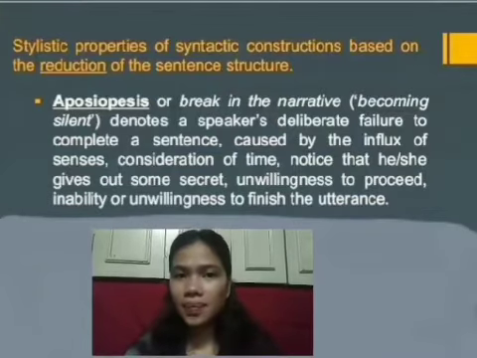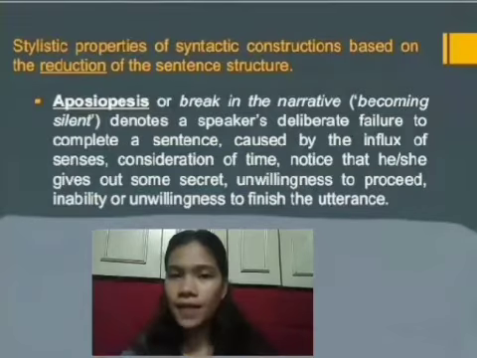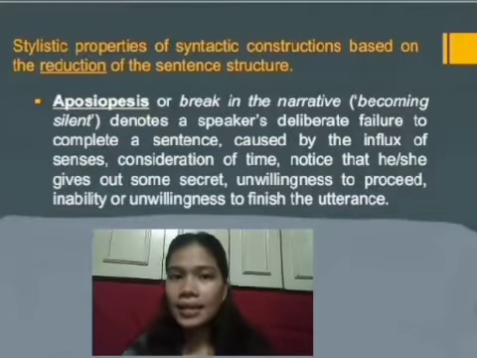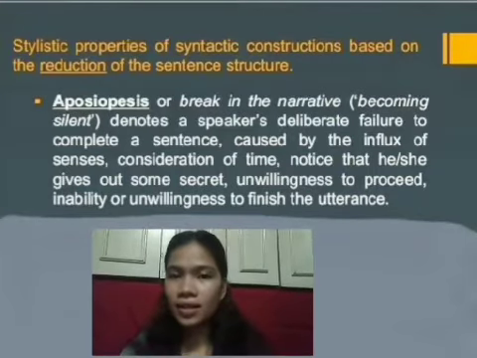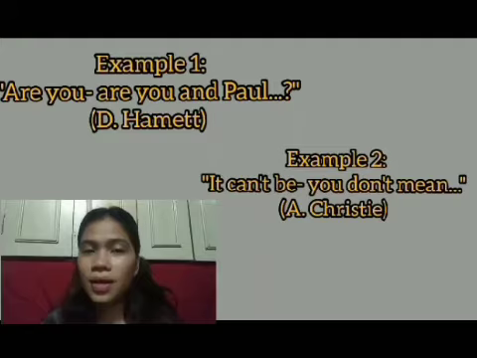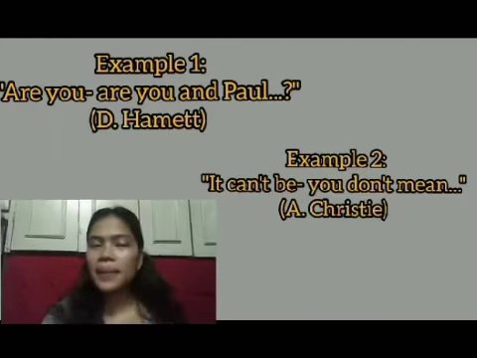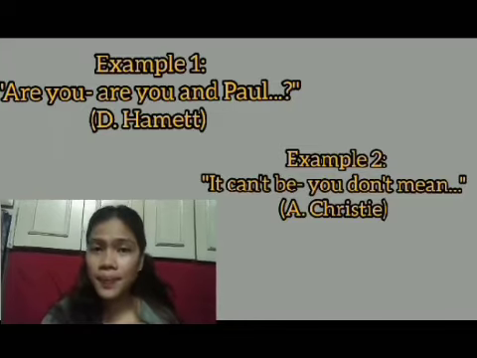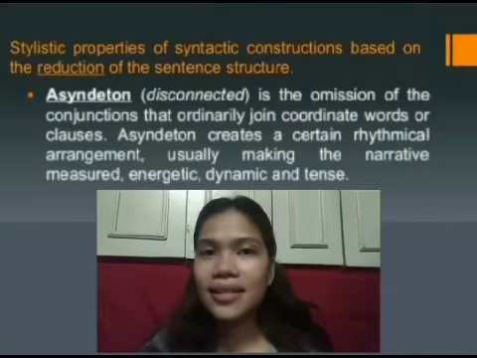Next is aposiopesis. It is when a sentence is purposefully left incomplete or cut off. It is caused by the speaker's inability or unwillingness to finish the utterance. For example: Are you and Paul? Another example is: It can't be. You don't mean... Last is the asyndeton.